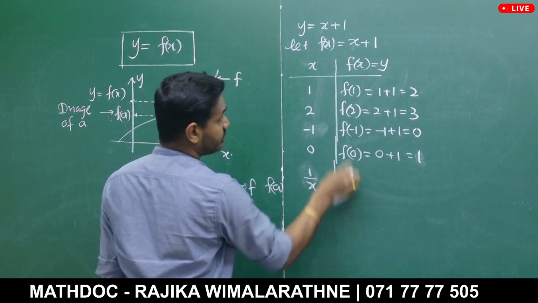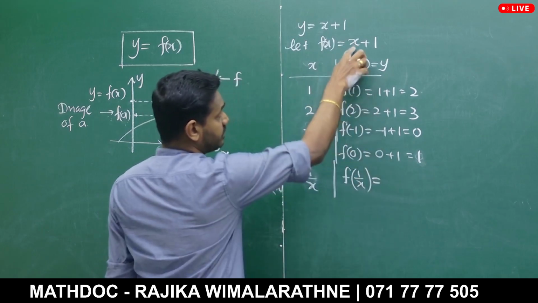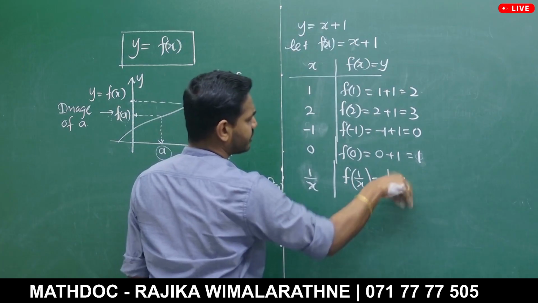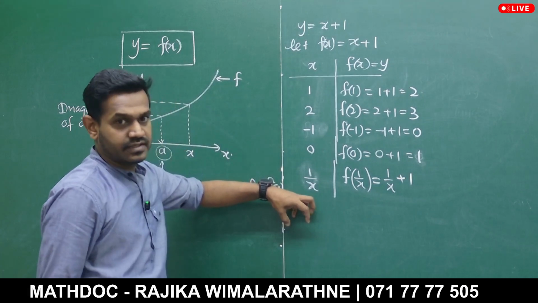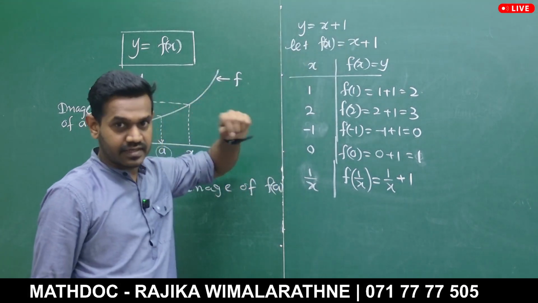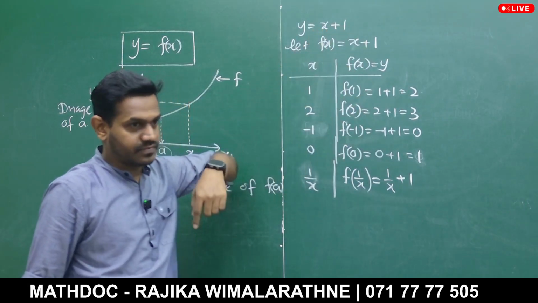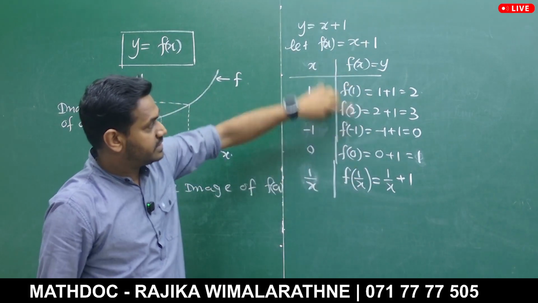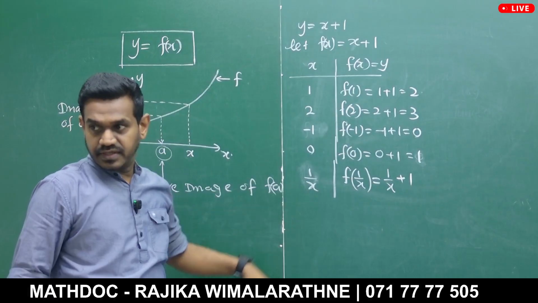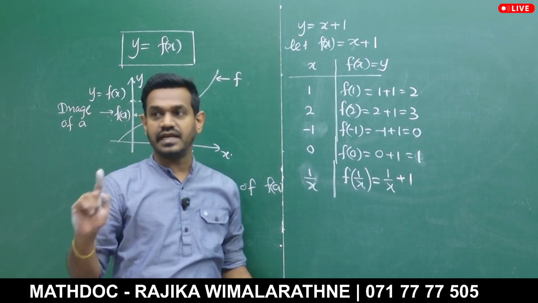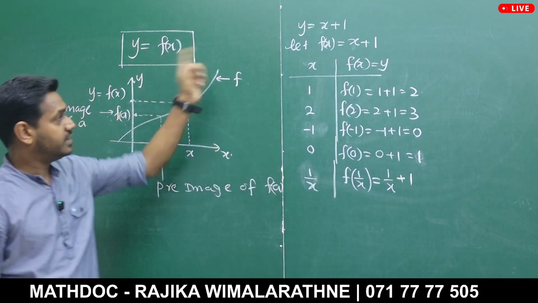If you need f of some relation like 1 over x, then we have to replace x by 1 over x. Likewise, whatever is here, you have to replace x in that relation. If we put 1, then we can get the corresponding value. Here these are images, and these are pre-images, no? Remember each and every element has a unique image, no? Okay, put that one as well.